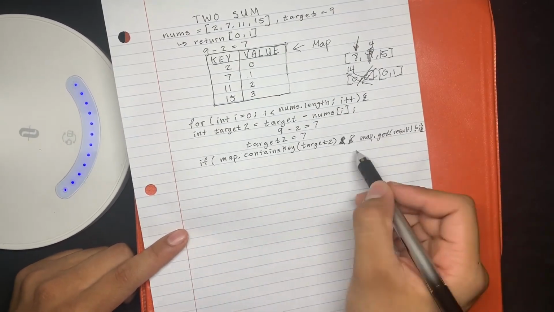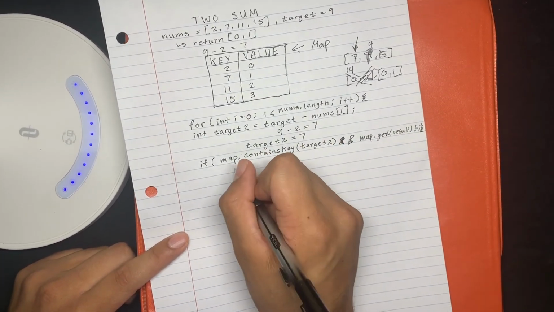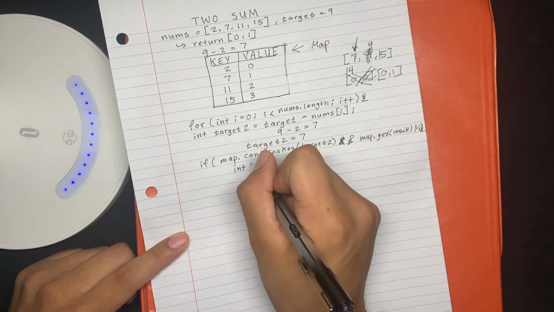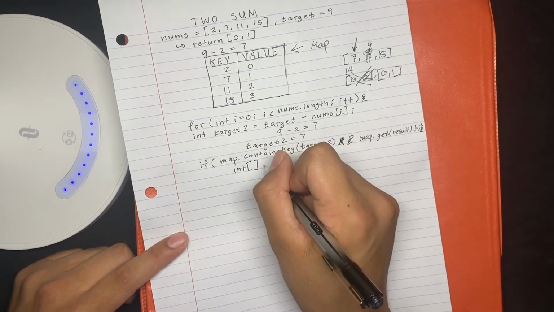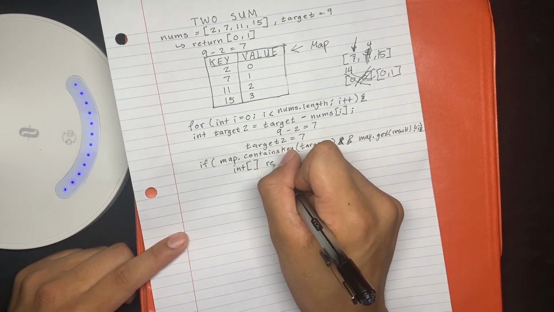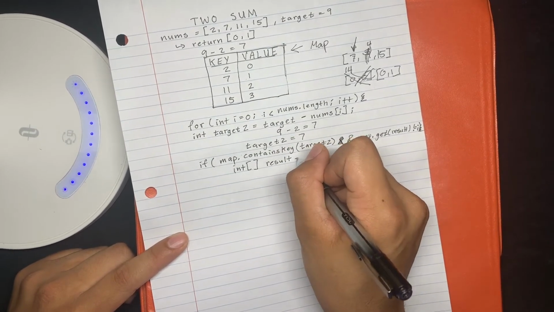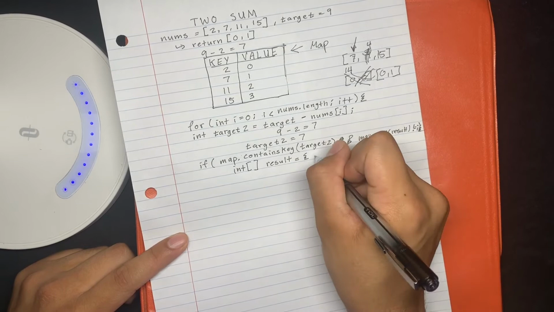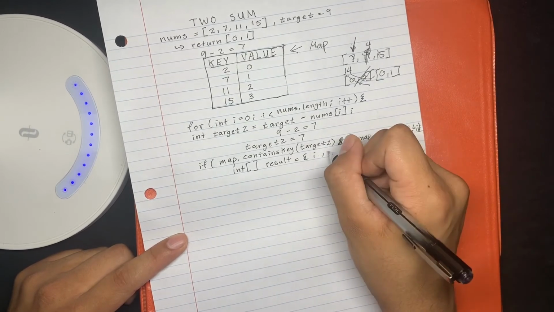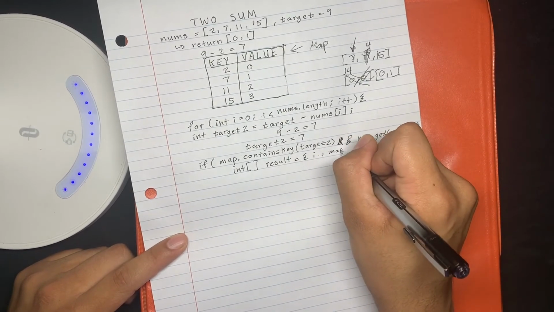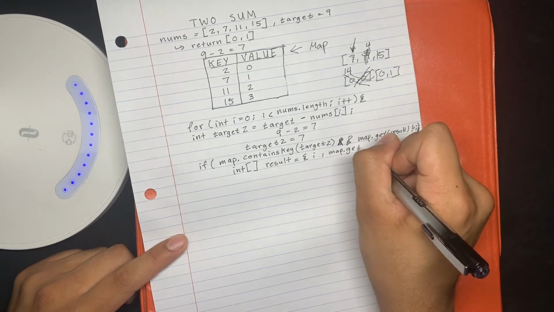Once we have this set up, we can create a new array that we're going to return. Let's call this result. Okay, so this result is going to have i, and it's going to have map.get.